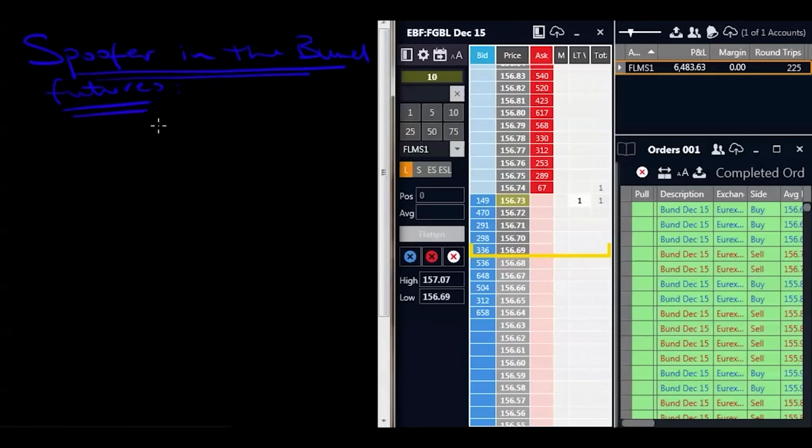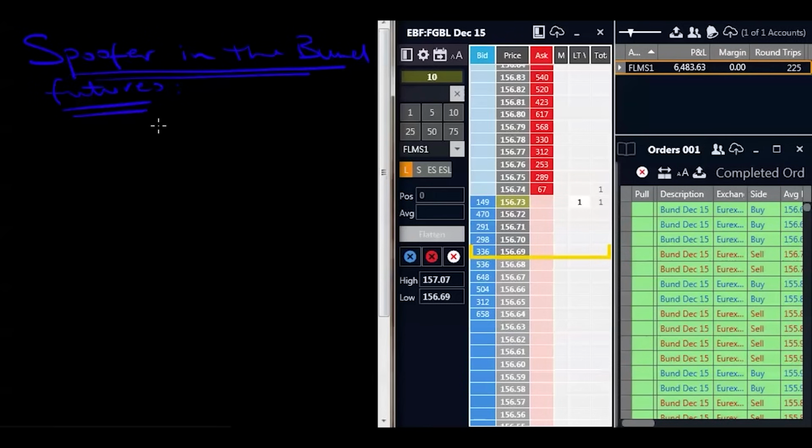The spoofer tends to be a little bit slower, and it seems as if the spoofer, in most cases, is trying to get a similar sort of fill on the other side of the order book, where his big bid or big offer is. Yeah, so they're a very similar kind of price action there. There's a few different types of spoofers.